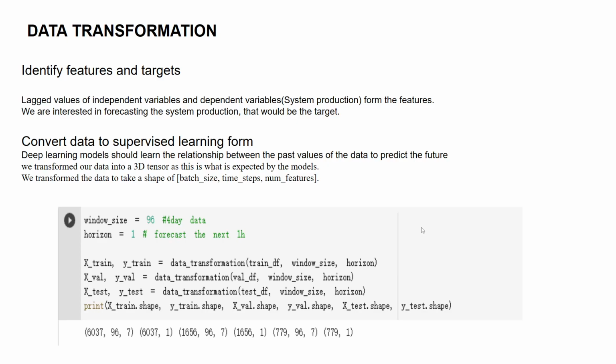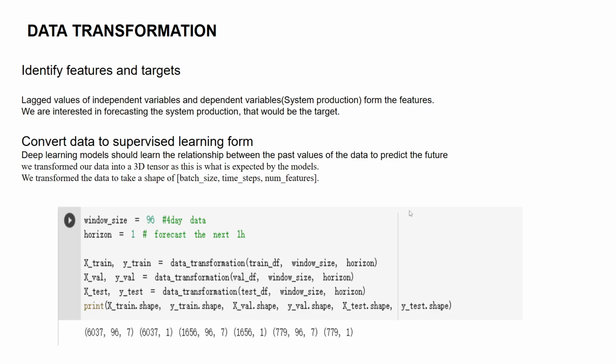So what we did first was to identify our features and targets for our deep learning models. Initially, we dropped the variables that had almost zero correlation with the target variable, but it actually had no effect on the performance of the model. The features are lagged values of all variables, including the system production itself, and the target variable is the future value of the system production.